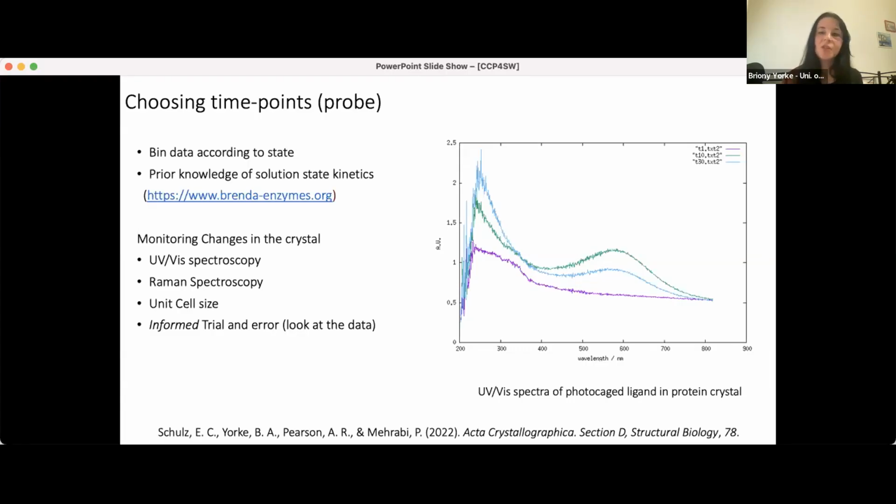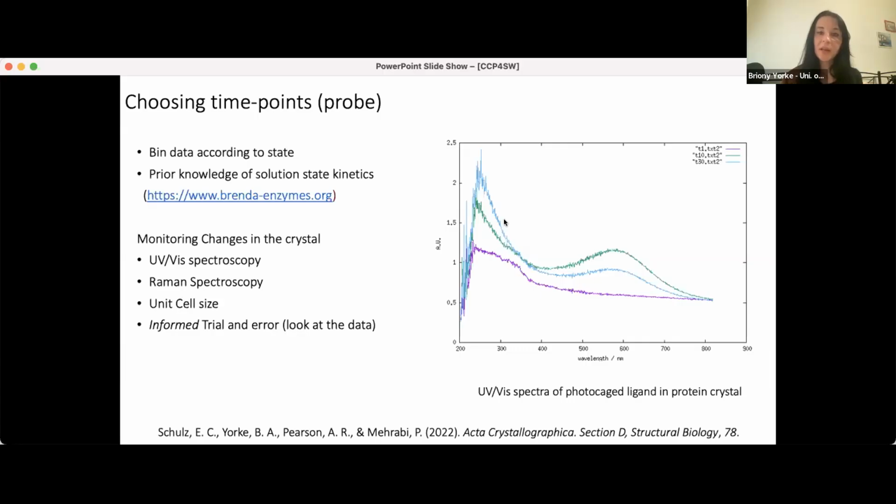So once we know the solution state kinetics, we need to start thinking about what's actually happening in a crystal. We can repeat kinetic experiments using the same conditions that we have in our crystallization solution, but still things might change. It might not be identical to what's happening in solution. So there's some ways that we can monitor changes in the crystal. We can try to follow the reaction. If there's a chromophore, as in the case of a decaging reaction, we can use UV-vis spectroscopy.